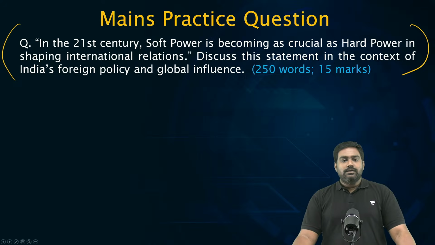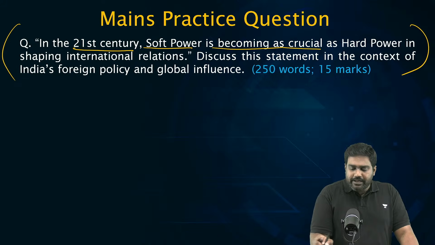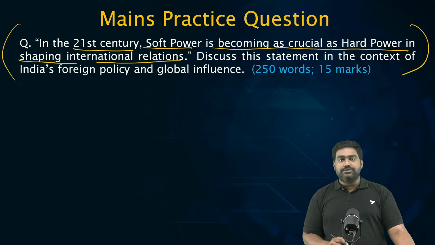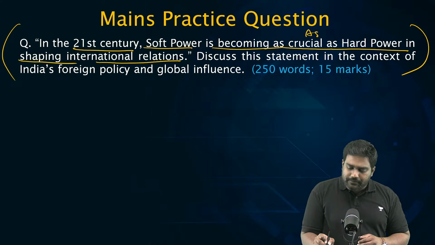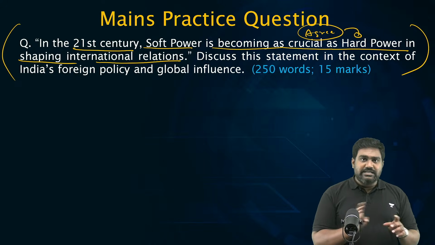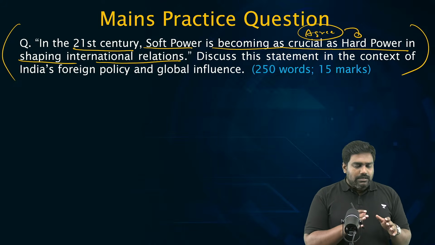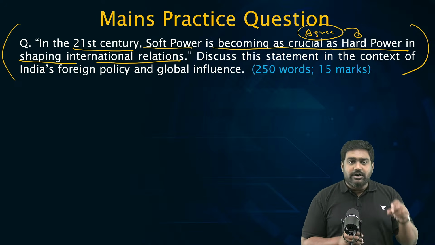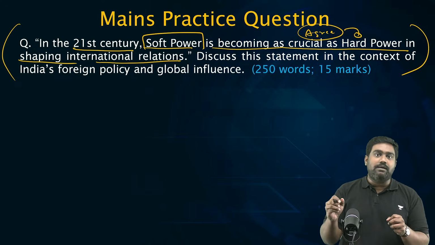Now take up this practice question. In the 21st century, soft power is becoming as crucial as hard power in shaping international relations. So ideally, you have to agree with the statement. You can disagree as well, but you need a strong backup argument with examples. But the right approach, according to me, would be to agree with the statement that yes, in today's world, soft power has become as important as hard power.